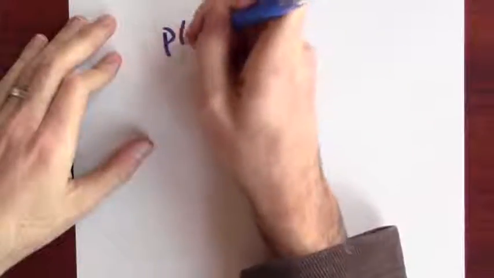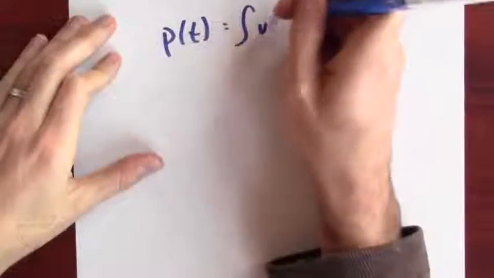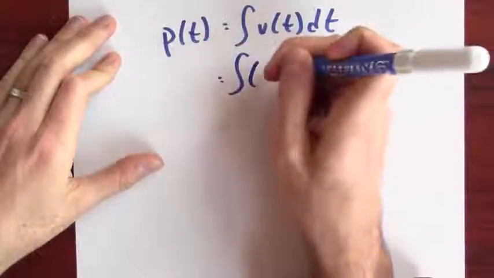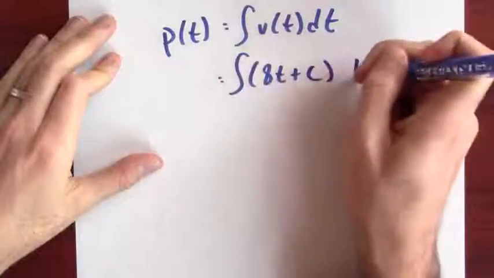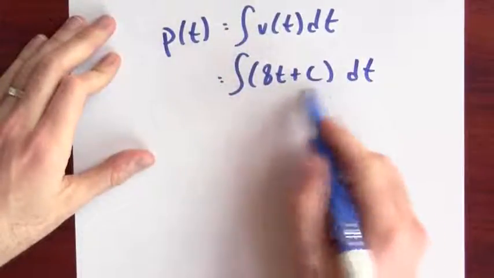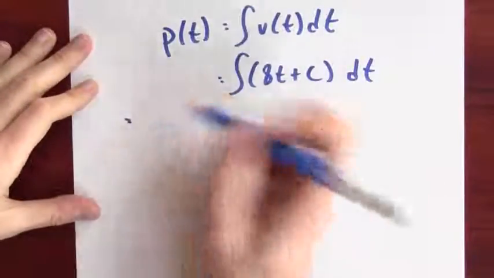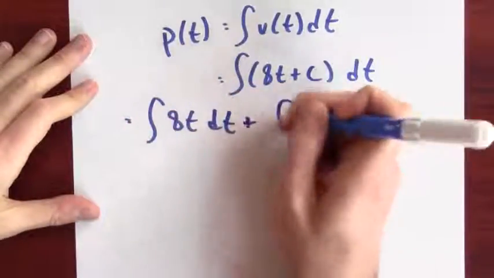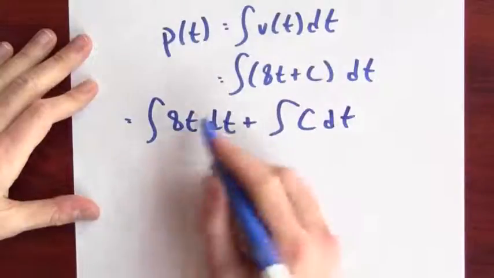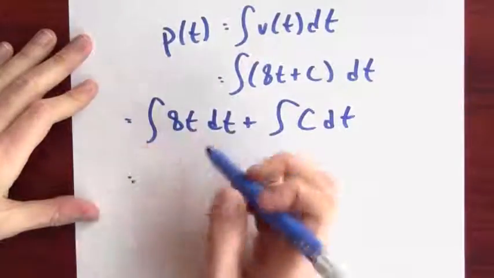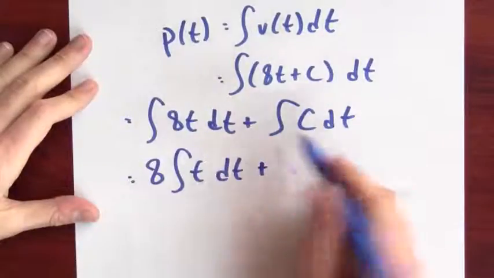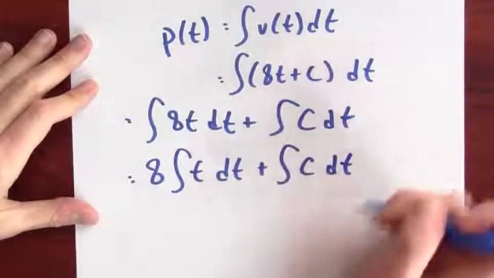So let's antidifferentiate. So p of t is an antiderivative of my velocity, and I figured out my velocity a minute ago. My velocity is 8t plus c. So I want to antidifferentiate 8t plus c. Well, that's an antiderivative of a sum, so it's the sum of the antiderivatives. And what's an antiderivative for 8 times something? Well, that's a constant multiple, so it's 8 times the antiderivative of t plus an antiderivative for c.